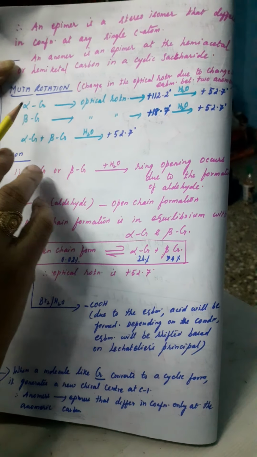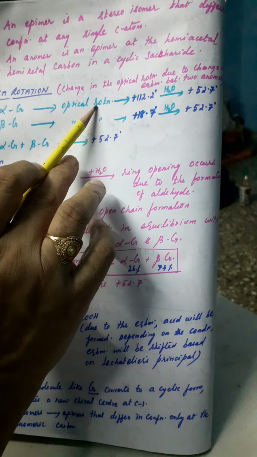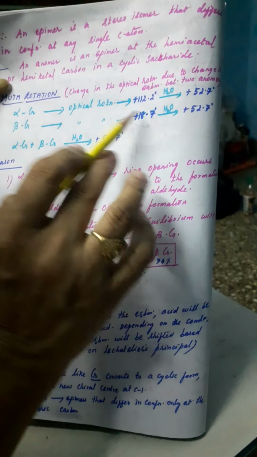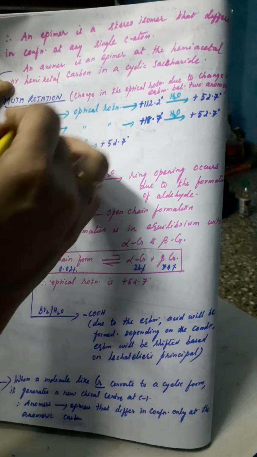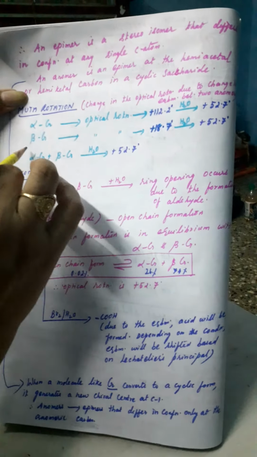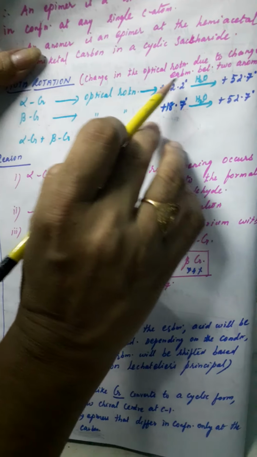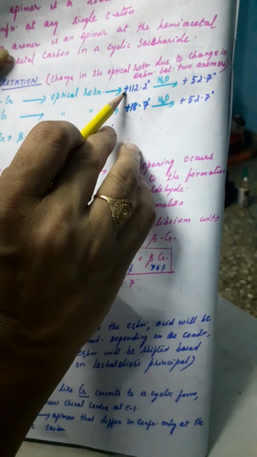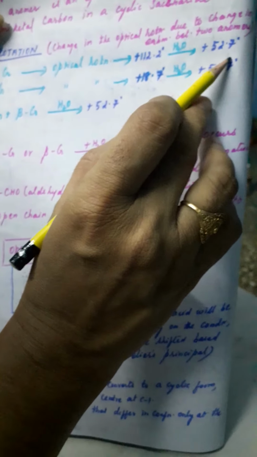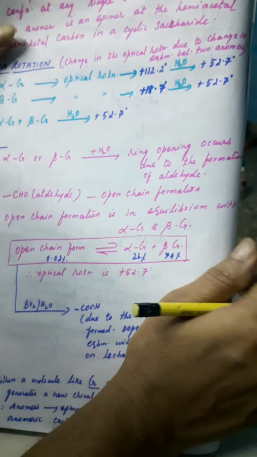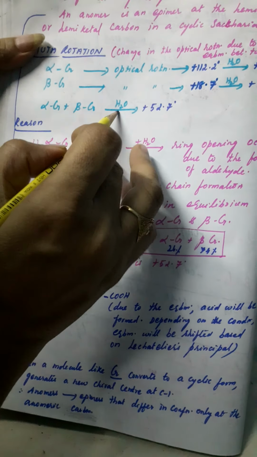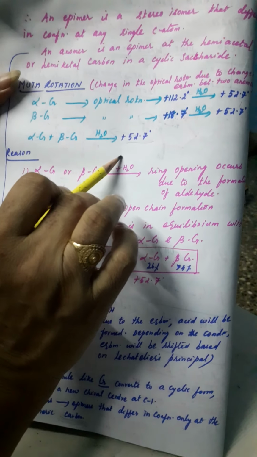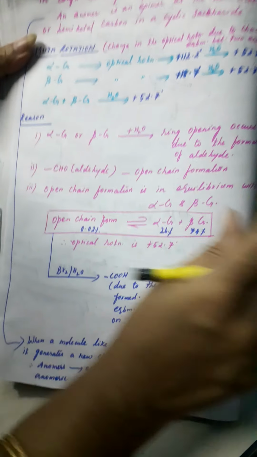Therefore, take alpha glucose separately, beta glucose separately. The optical rotation is plus 112.2 degrees for alpha glucose and plus 18.7 degrees for beta glucose. When you dissolve them separately in water, alpha glucose in water and beta glucose in water, the optical rotation of both changes to the same value, plus 52.7 degrees. That is from plus 112.2 to plus 52.7 and plus 18.7 to plus 52.7. And when you take a mixture and dissolve it in water, that will also change to 52.7. So, this is called mutarotation. When you take them separately or as a mixture, both will lead to this.